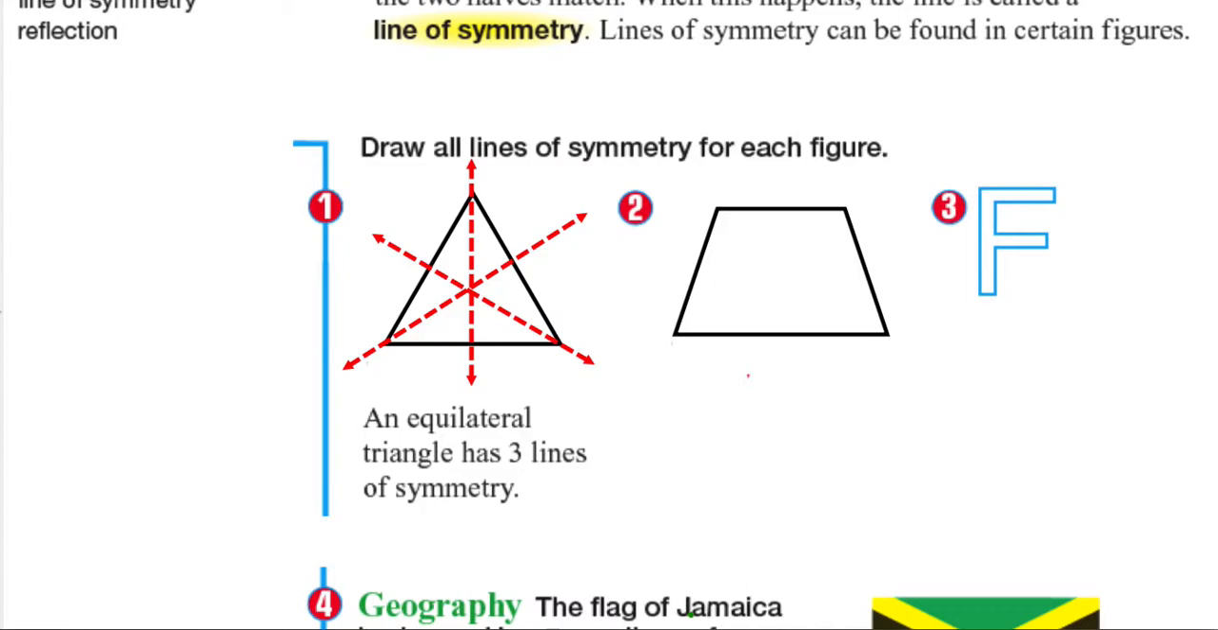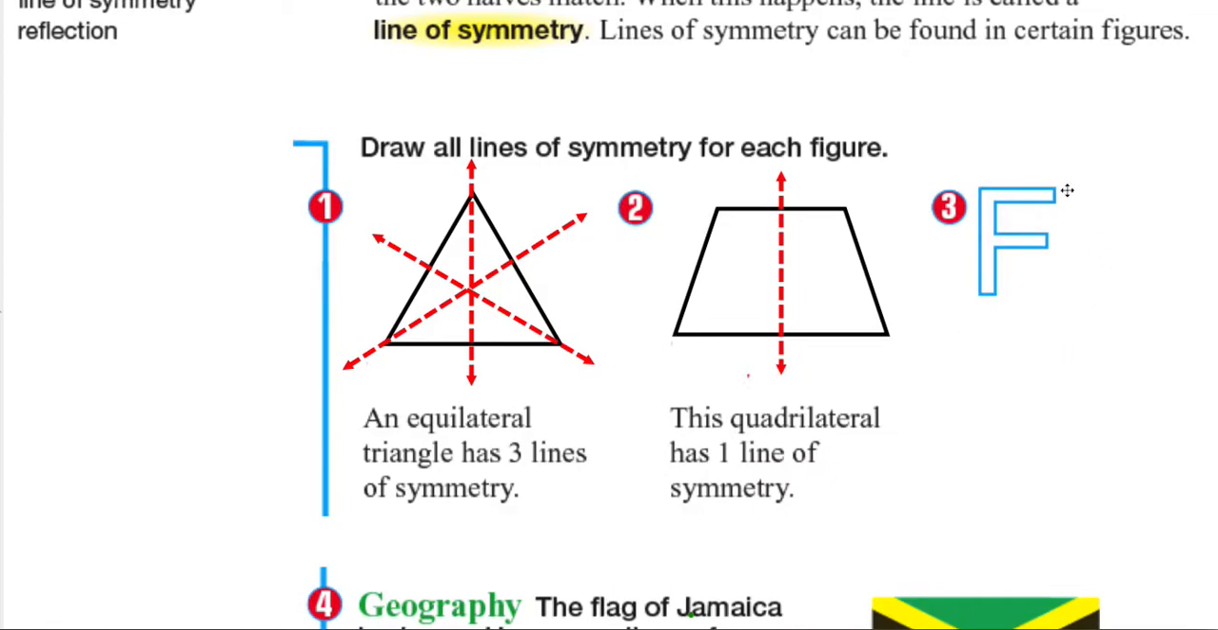Let's take a look at this quadrilateral. You want to find a line where you fold and the two halves match, meaning if you fold the figure over that line, there will be no overlaps. In this quadrilateral, there is only one line of symmetry, right there. If I fold the left half of my quadrilateral over to the right side, this is the only line I can draw where the two halves will match exactly. So this quadrilateral has one line of symmetry.